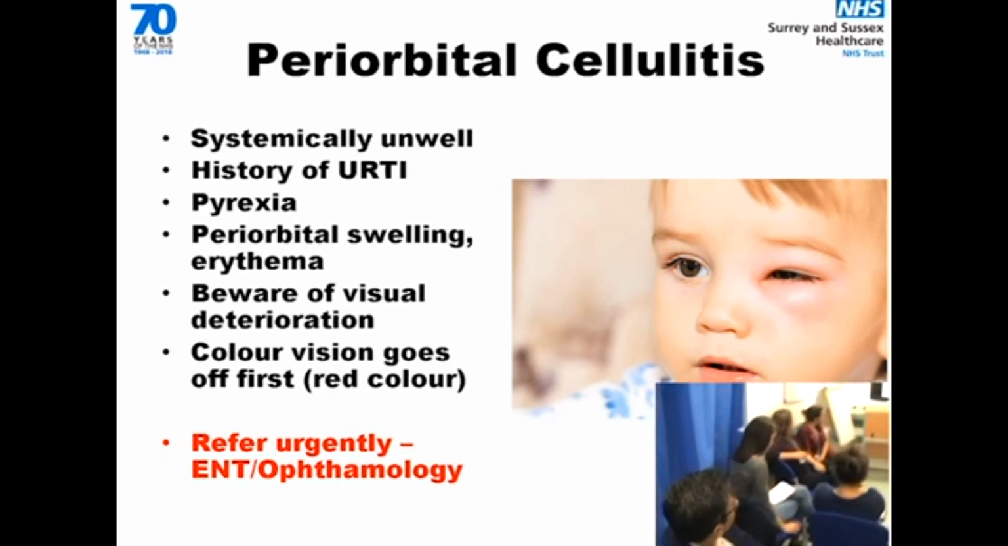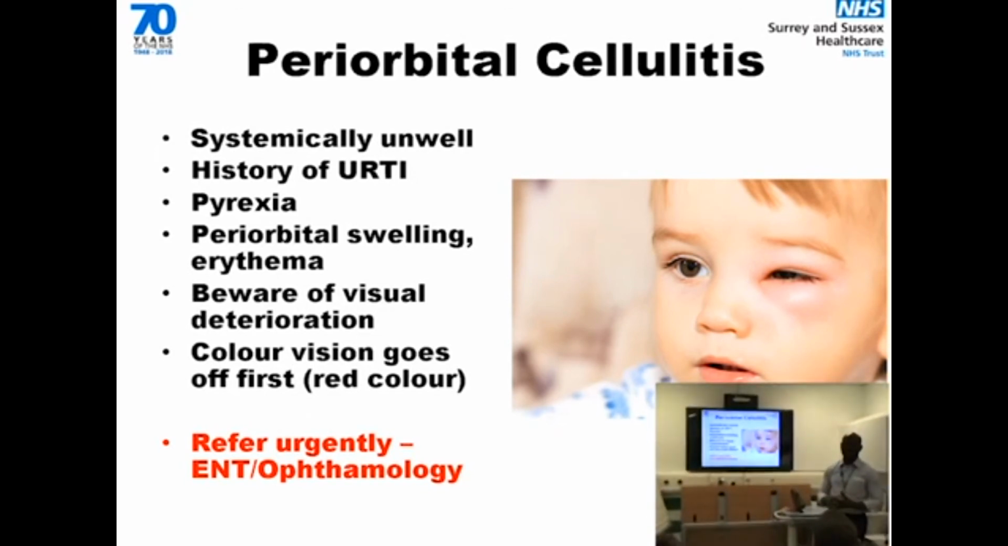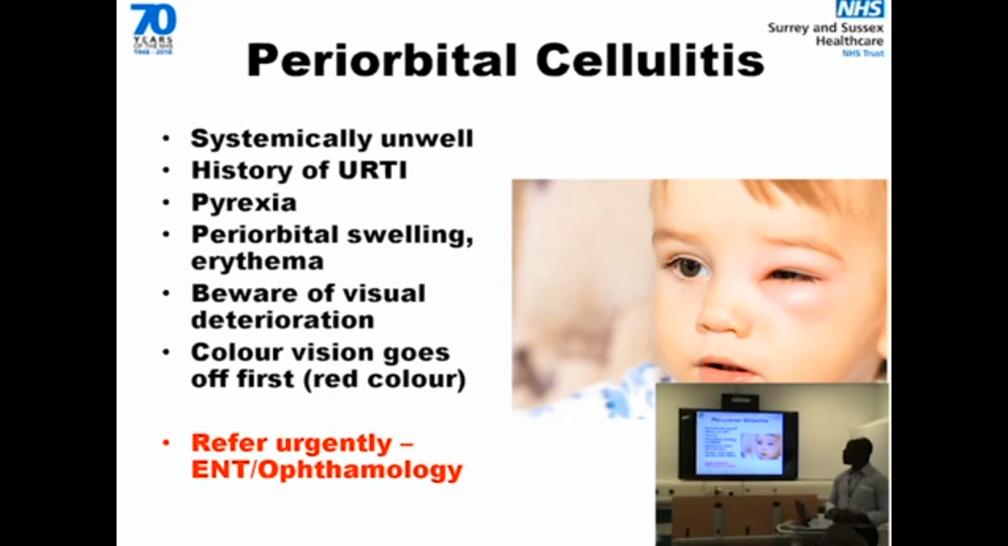So the question is, does anybody know why periorbital cellulitis would be of concern to ENT? Does anybody have any idea? Anybody know why? No, because usually, as one of the complications of sinusitis could be orbital involvement. From a periorbital cellulitis to an orbital cellulitis, orbital abscess, subperiosteal abscess, and even cavernous sinus thrombosis.